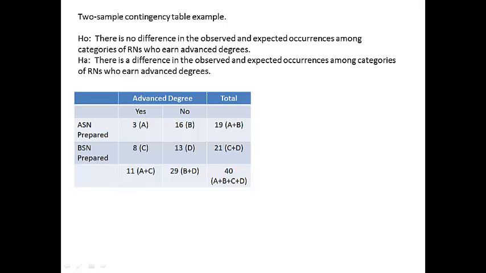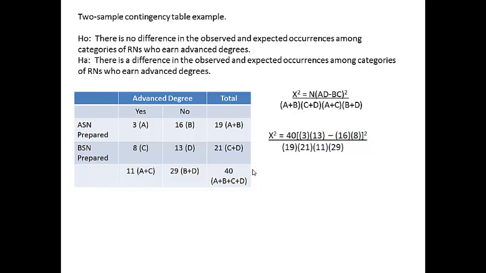So 3 of the ASN do, 16 do not, 8 of the BSN do, and 13 do not. Again, we do the same as we did before. A little bit of a calculation here. There is our chi-square formula for a two contingency table where we consider all possible interactions.